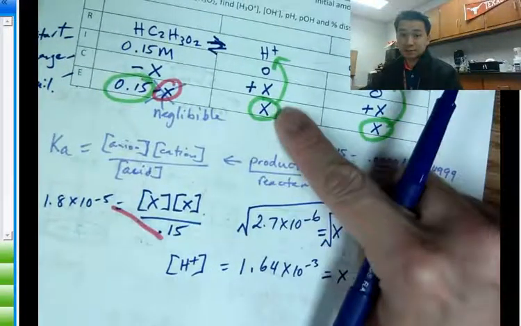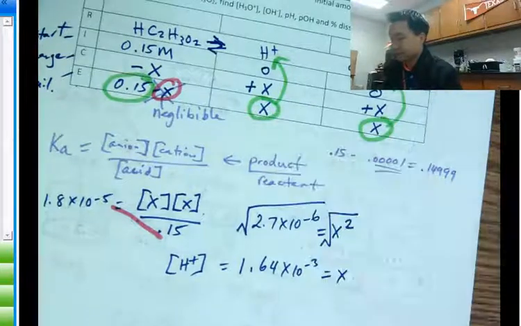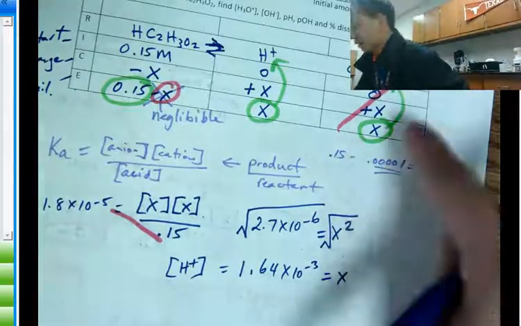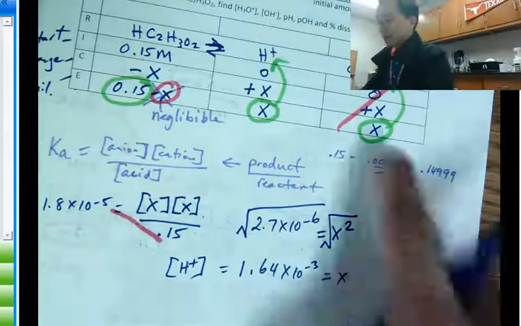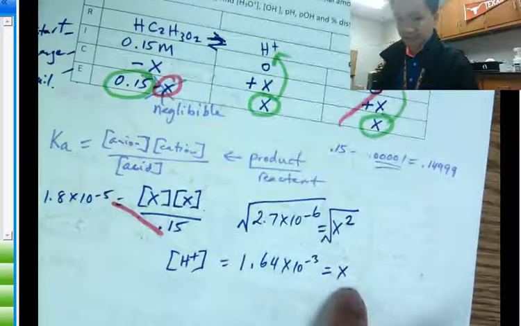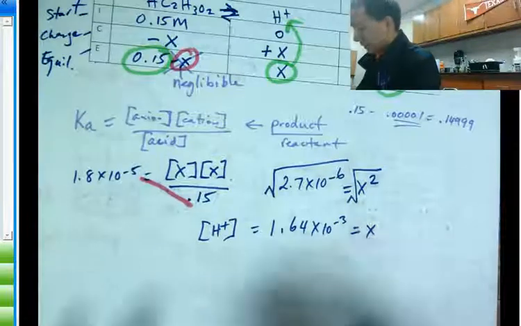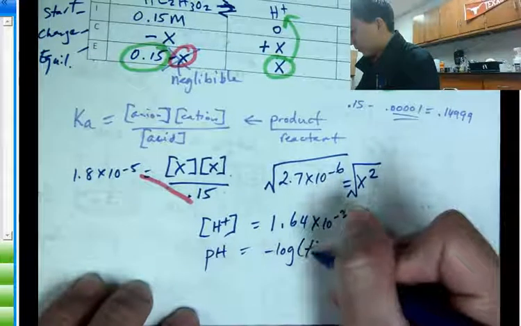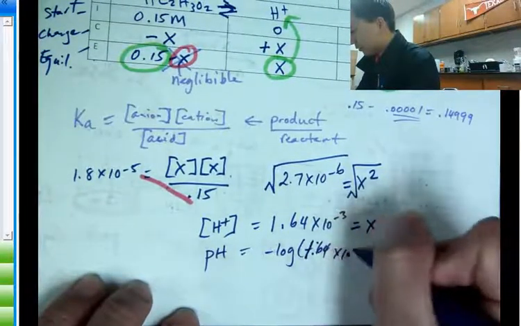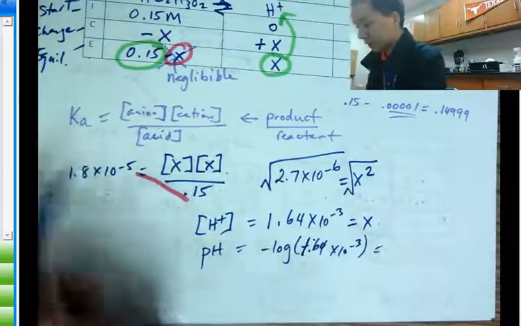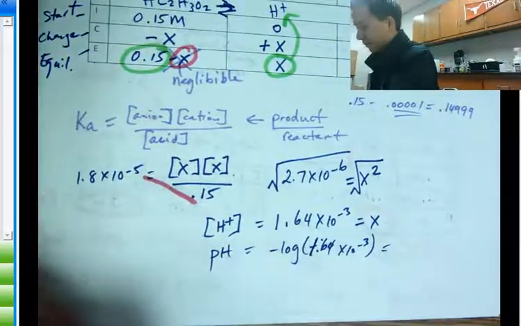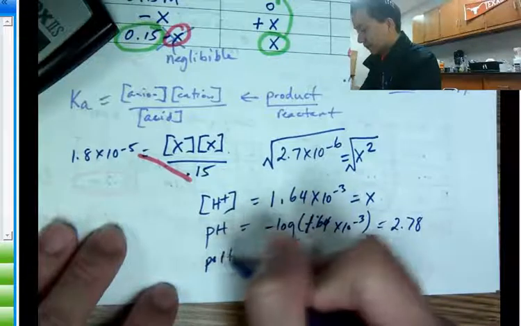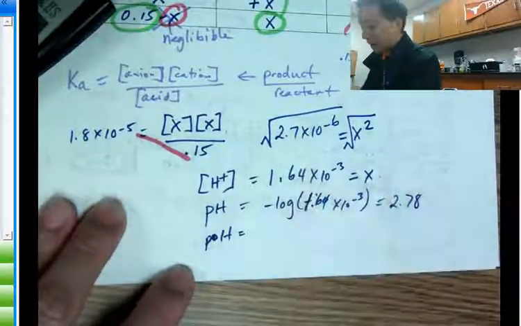Because that's what it says up here. We can disregard this part, we're only looking for that H plus. We need that x because it's part of the products, to figure out this x. So that's the H plus. You can get the pH, which is the negative log of 1.64 times 10 to the negative 3, and we get 2.78. Then you can get the pOH, which is 14 minus that.